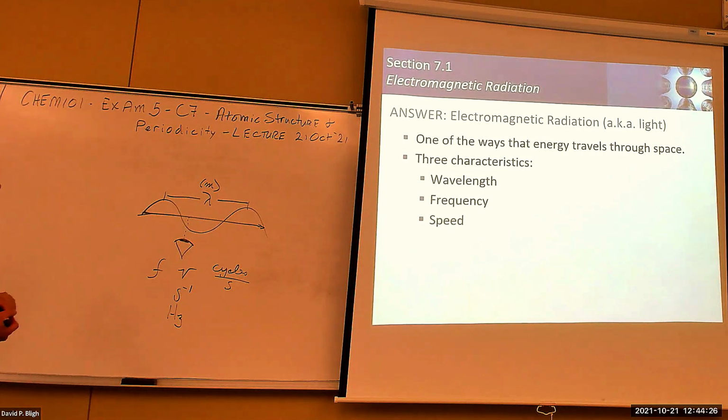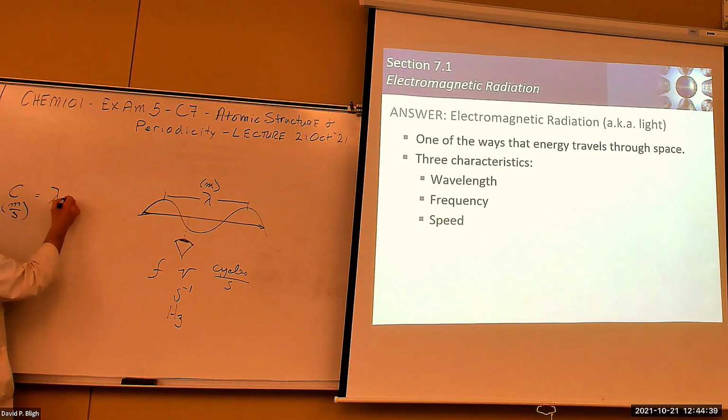Okay, now how are they related? Well, the speed of light is given the symbol c, and its units are meters per second. Okay? It is equal to the wavelength times the frequency. The wavelength is in meters, frequency is in reciprocal seconds. So meters per second. I like to look at the units of measure just to make sure they're not pulling my leg. So at least the units match.